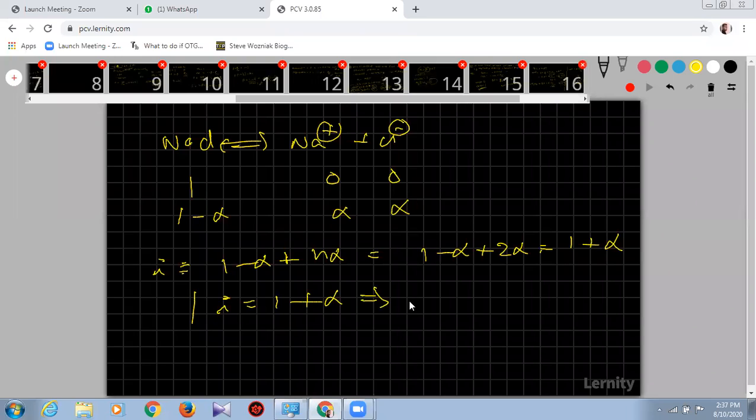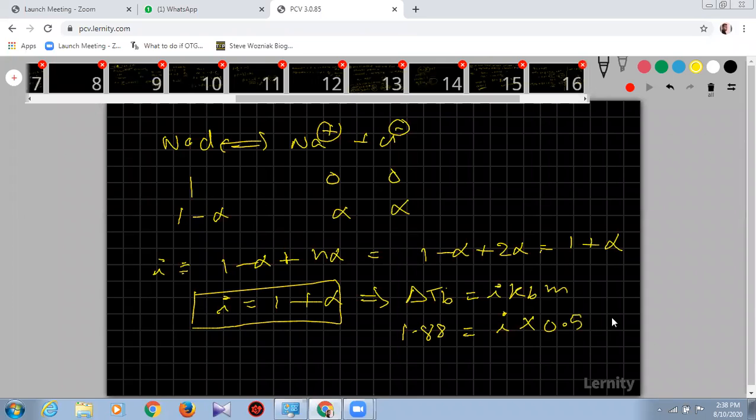Now delta TB is equal to i into Kb into m. Delta TB is 1.88, that is equal to i value into Kb value, 0.52 into 2. Now the i value I can get here. i is equal to 1.88 by 0.52 into 2.